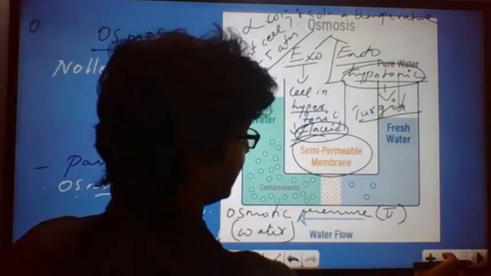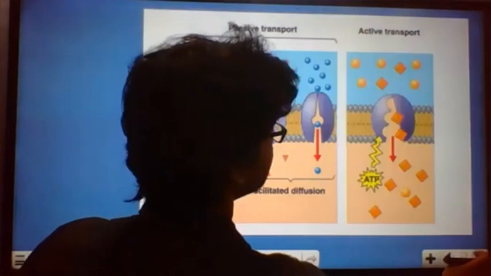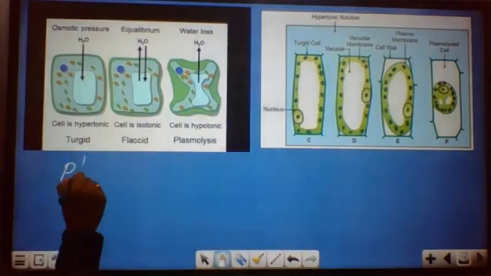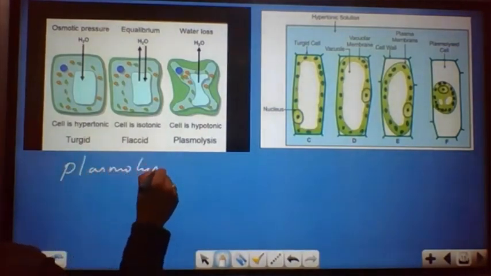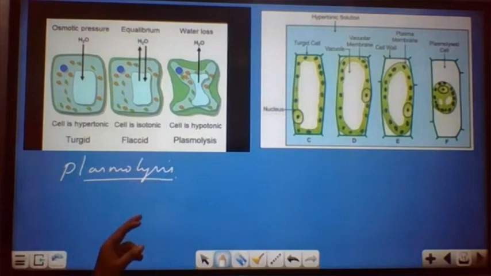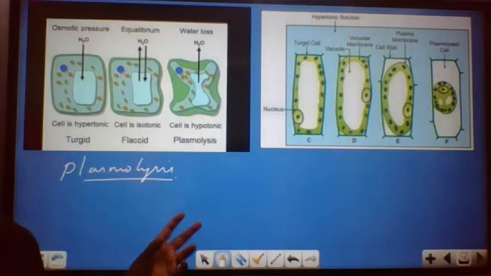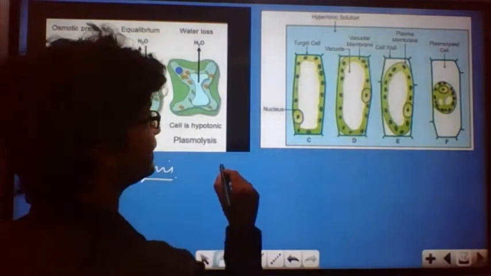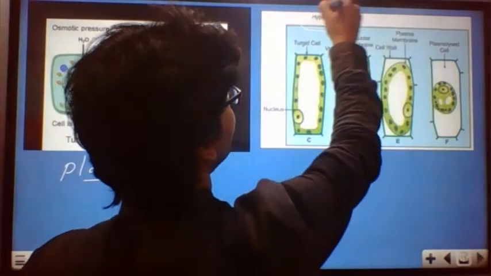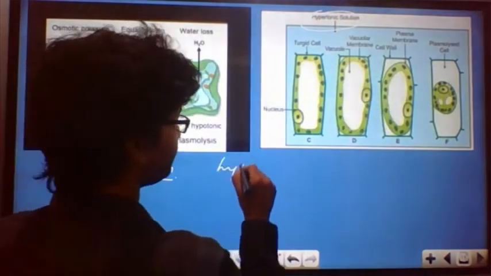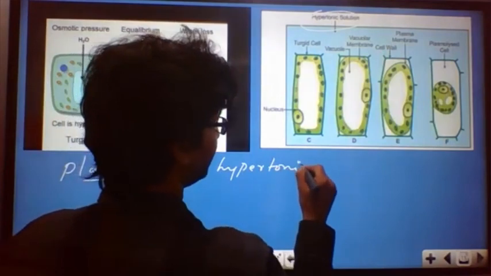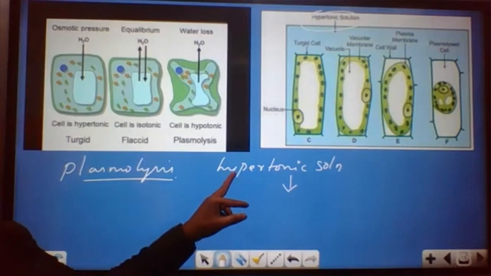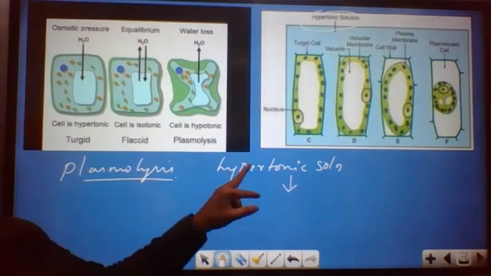Then we'll see plasmolysis. There are three types of plasmolysis that we discuss. Plasmolysis occurs when the plant cell is placed in a hypertonic solution. So this is the hypertonic solution I'm talking about. What will be the fate of the cell if you place a plant cell in a hypertonic solution?